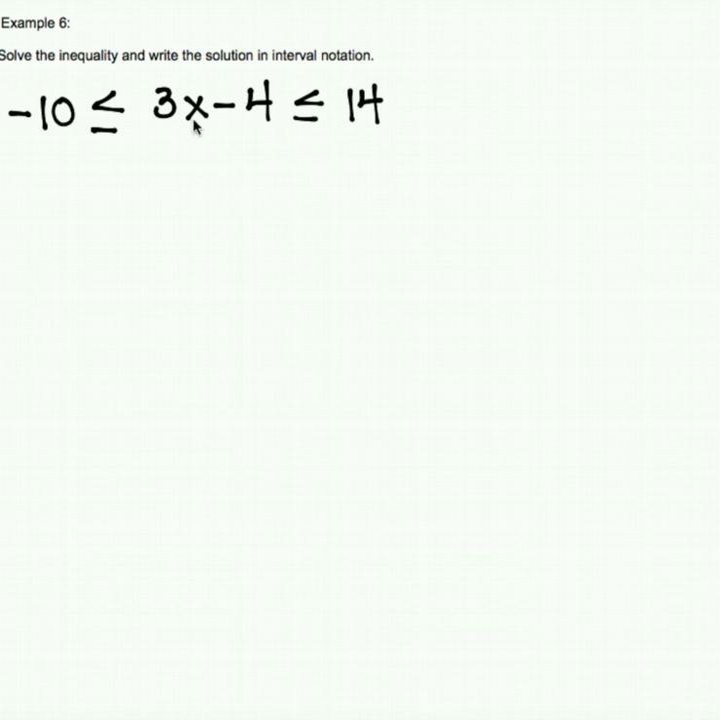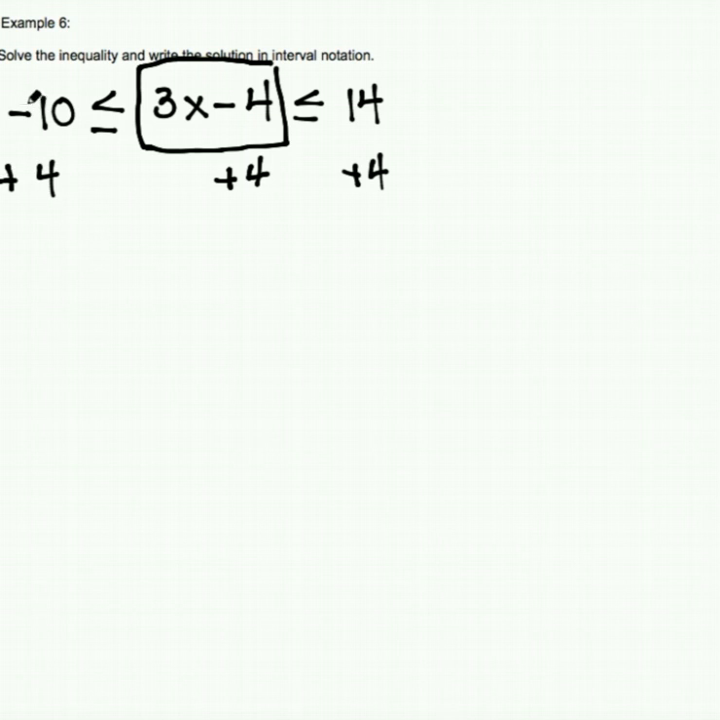All right, to solve something like this, we're not going to solve two inequalities separately. We're going to do it all at once. So we look at the middle, this 3x minus 4, and I'm trying to solve for x. What would I get rid of first? I would get rid of this minus 4. To do that, I'm going to add 4 to every piece of this inequality. So I have to add 4 on the right-hand side, and I also have to add 4 on the left-hand side.